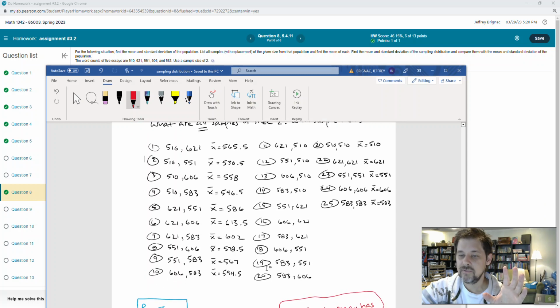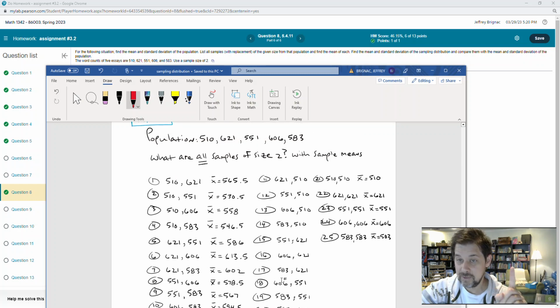And then 11 through 20 are just what you'd get if you had picked them in the opposite order. I didn't write the sample mean for 11 through 20 because it would be the same. The sample mean for 510 and 621 can't be any different than 621 and 510. Okay, so I got those. So now I'm up to 20 possibilities.